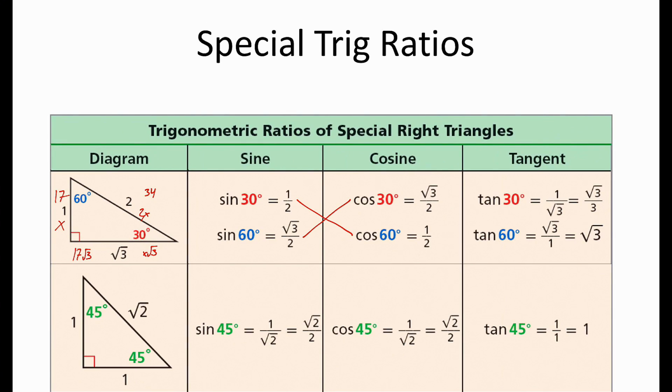Now, the tangents get a little more confusing. The tangent of 30 degrees, I'm going to focus on just that one first. The tangent of 30 degrees would be the opposite side, so the 1, divided by the square root of 3. Now, that in itself is an okay fraction, but there's something we don't quite like about it. We try to avoid having irrational numbers in our denominator.